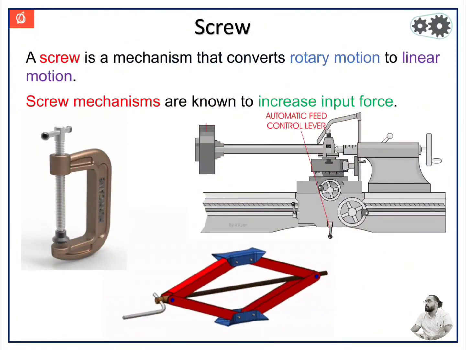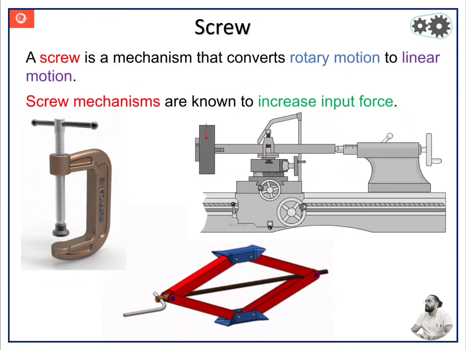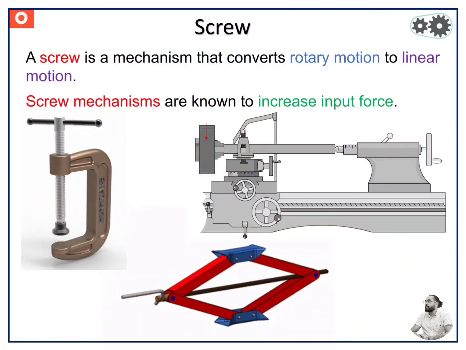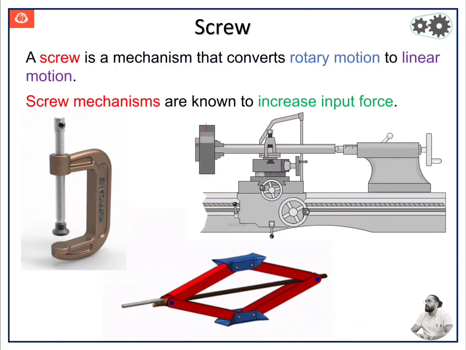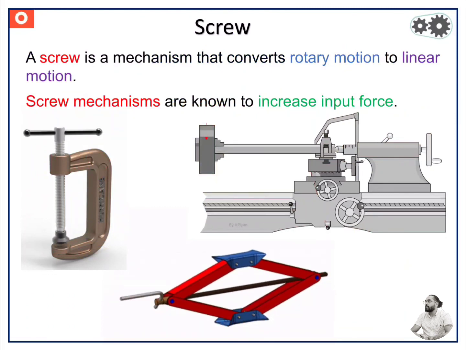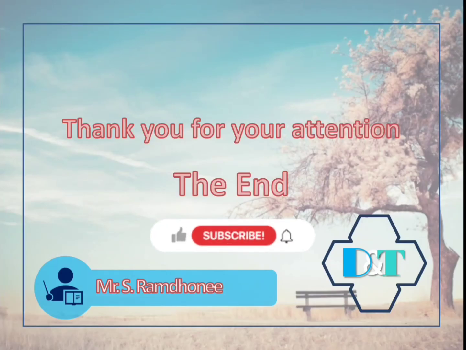A screw is a mechanism that converts rotary motion to linear motion. Screw mechanisms are known to increase input force. Examples of the application of screws are a G-clamp, the screw lead on a center lathe machine, or a car jack. We have finally reached the end of this video.